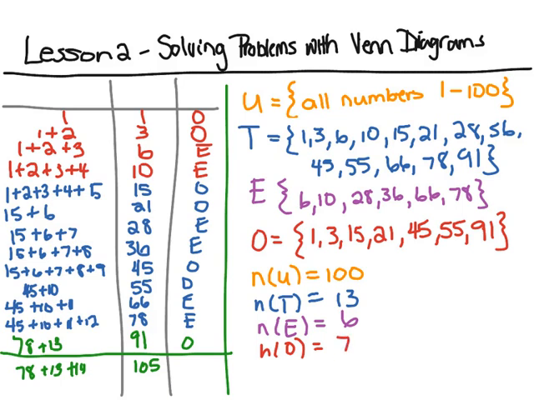Now, another way that we could show this is if we take the number of terms in all of our triangular numbers, and we subtract the number of even terms, we would be equal to the odd ones. So if we take 13 minus 6, we get 7. So we can manipulate these numbers to solve for each other. And another thing that we should know is that T prime would be the numbers that are not triangular.